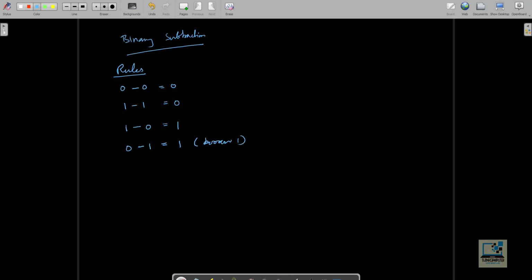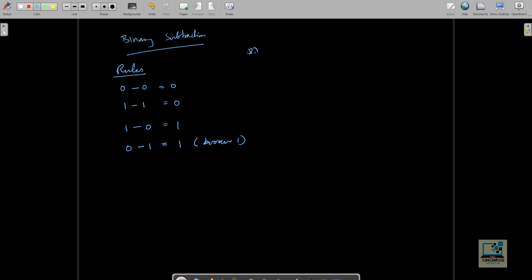Now what's the difference here? In binary addition we have carry. Carry means the extra value goes to the next column towards the left side. And borrow means you are bringing from the column on the left side to the right side. So borrow means we are bringing.